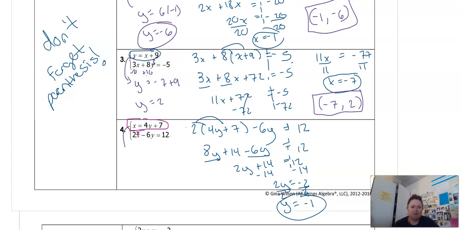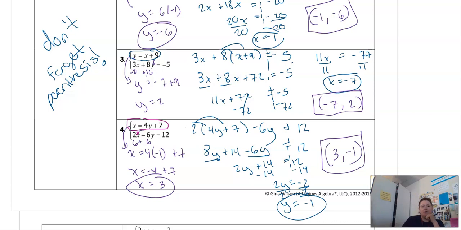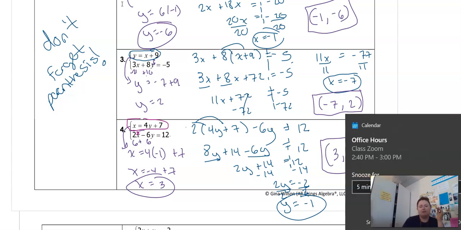So now I'm going to take my first equation, because it's already solved for x. X equals 4, and then instead of y, I'm going to put negative 1, times negative 1, plus 7. So x equals negative 4 plus 7, which is 3. Check my answer: 2 times 3 is 6 minus 6 times negative 1. It's actually going to be plus 6, is 12. So my answer is 3. So that's how you do these when they're already solved for x.